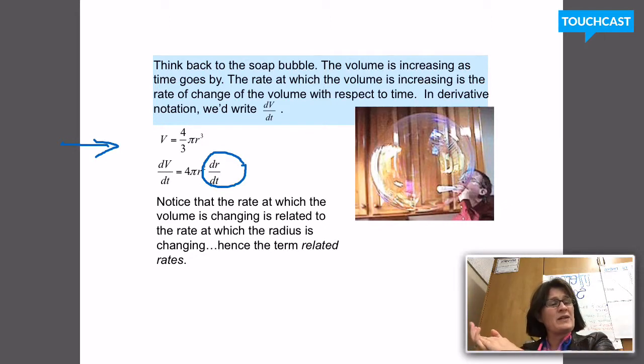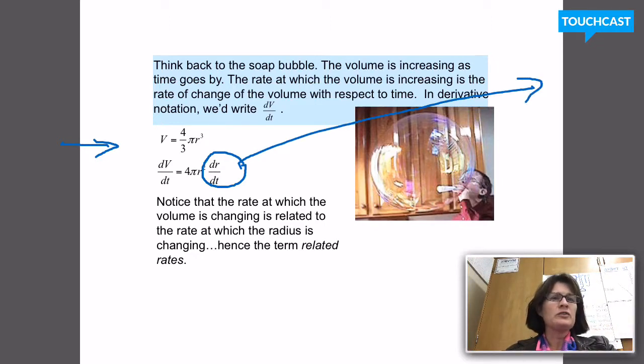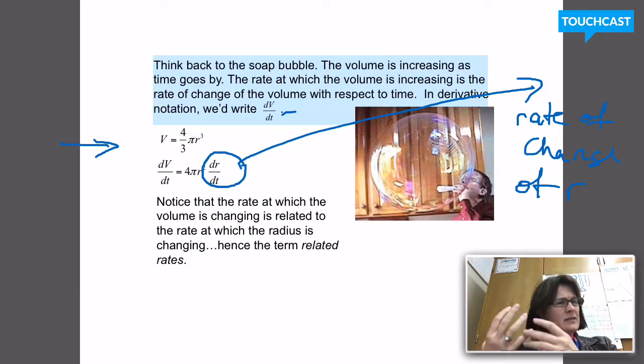I'm differentiating with respect to time a function that only has r's in it. So notice this, because if I told you, like I did here, that dV/dt is the rate of change of the volume with respect to time, well, what do you think dr/dt is? dr/dt is the rate of change of the radius with respect to time. So that means the radius of this sphere is also changing. So that's important to think about.